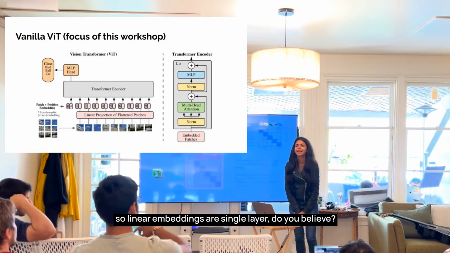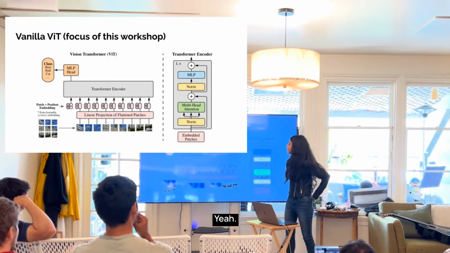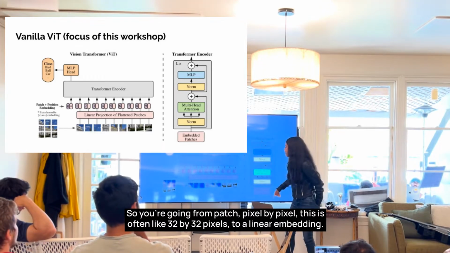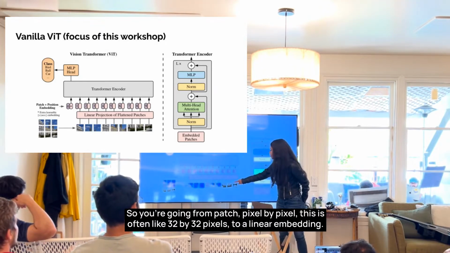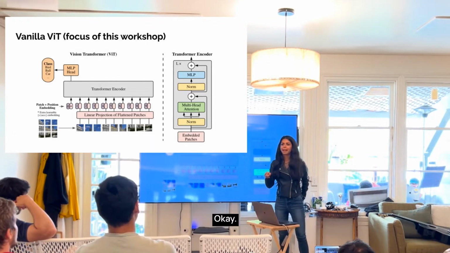So the linear prediction is just a singular embedding? Yeah. It's just a single-layer convolutional embedding. So you're going from a patch of pixels, often 32 by 32 pixels, to a linear embedding.